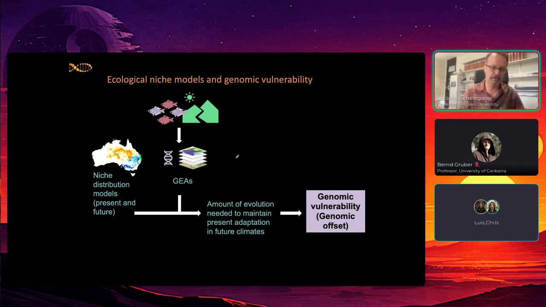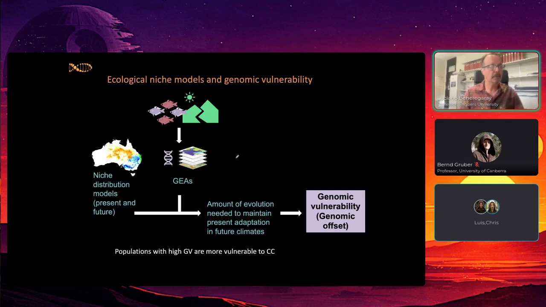Or let's say business as usual, or a particular increase in temperature. And we have all those scenarios and the data sets publicly available for you to integrate that information into your study, especially for terrestrial systems, but also for coastal marine systems. Then that will give you an idea about whether your populations that are currently adapted to particular environmental circumstances might need more or less evolution to maintain those present patterns of adaptation in future climates. And that is what we know as genomic offset or genomic vulnerability.